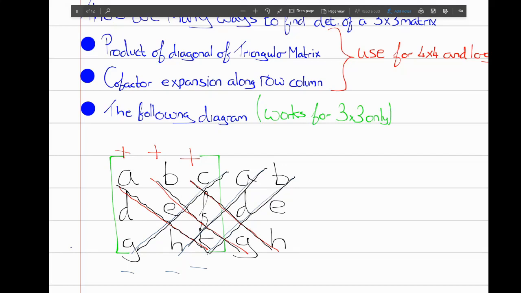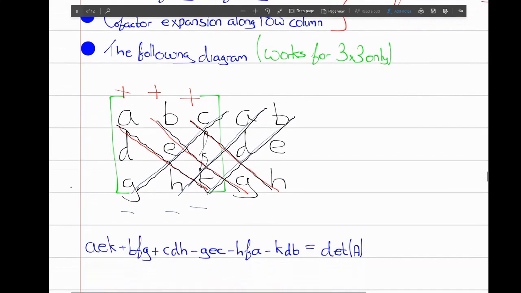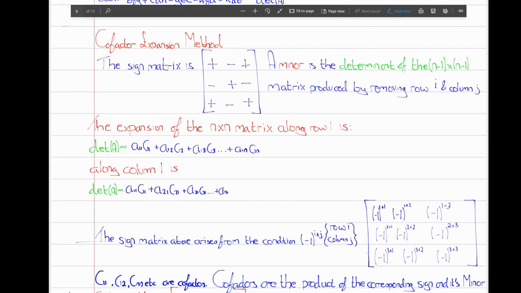There are negatives. So the determinant is going to be given by A times E times K along here. Gives us this, plus B times F times G here, plus C times D times H here, and then subtract away GEC, subtract away HFA, and subtract away KDB. That's your determinant. So the next method I want to discuss is the cofactor expansion method.